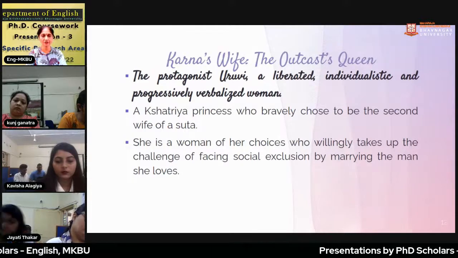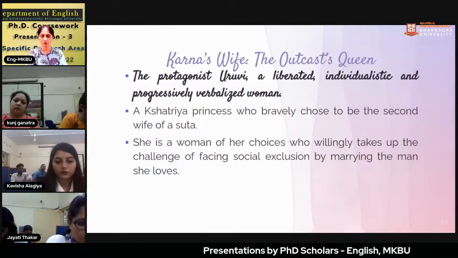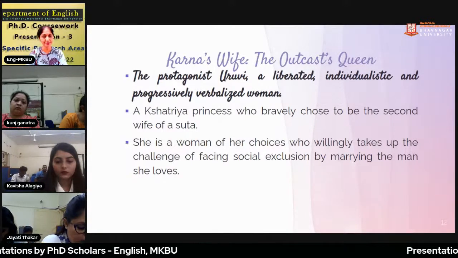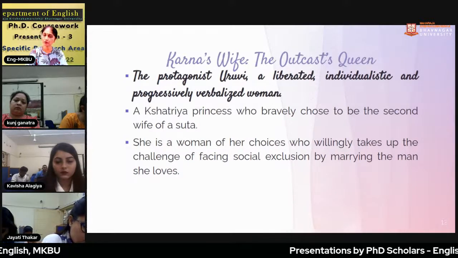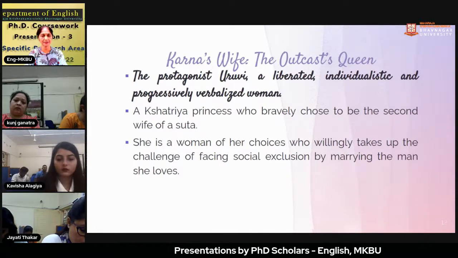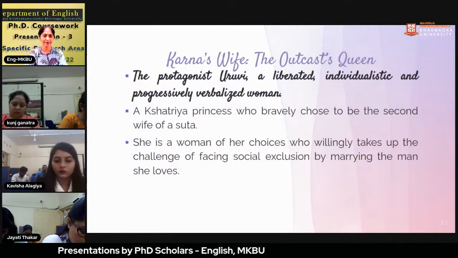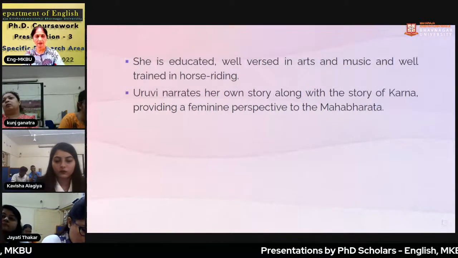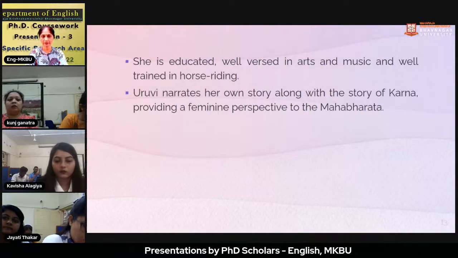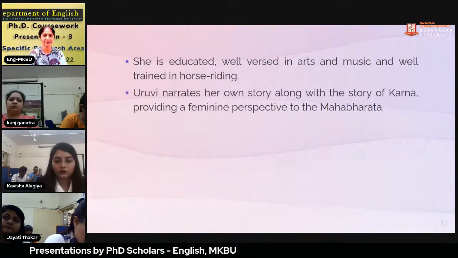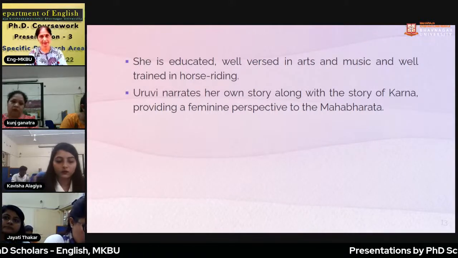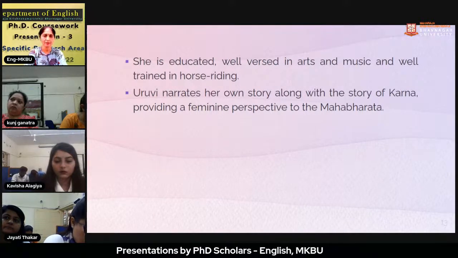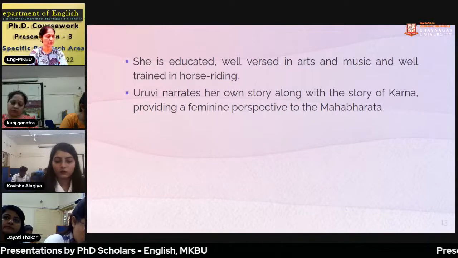She is a Kshatriya princess who bravely chose to be the second wife of a Suta, despite the class discrimination, and she takes her stand. She is a woman of her choices who willingly takes up the challenge of facing social exclusion by marrying the man she loves. She takes the decision of her life, and it is her choice. She is educated, well-versed in arts and music, and well-trained in horse riding. She is complete in herself. Uruvi narrates her own story along with the story of Karna, providing a feminist perspective of the Mahabharata.